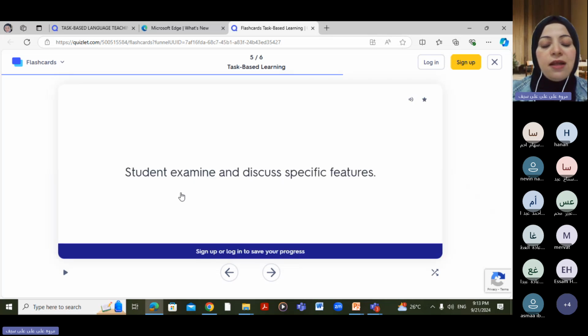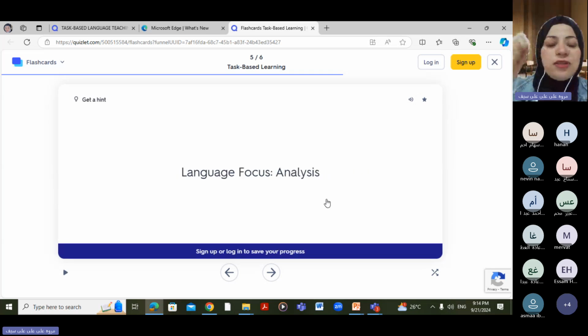Students examine and discuss specific features together with the teacher because they will present to class and the teacher will jot down some notes on what went right or what went wrong and the teacher will give feedback and they together will analyze the language. So the teacher may stress certain points, correct some mistakes, and then ask the students later on for practice, language practice, to practice the language that they have produced in the activity.